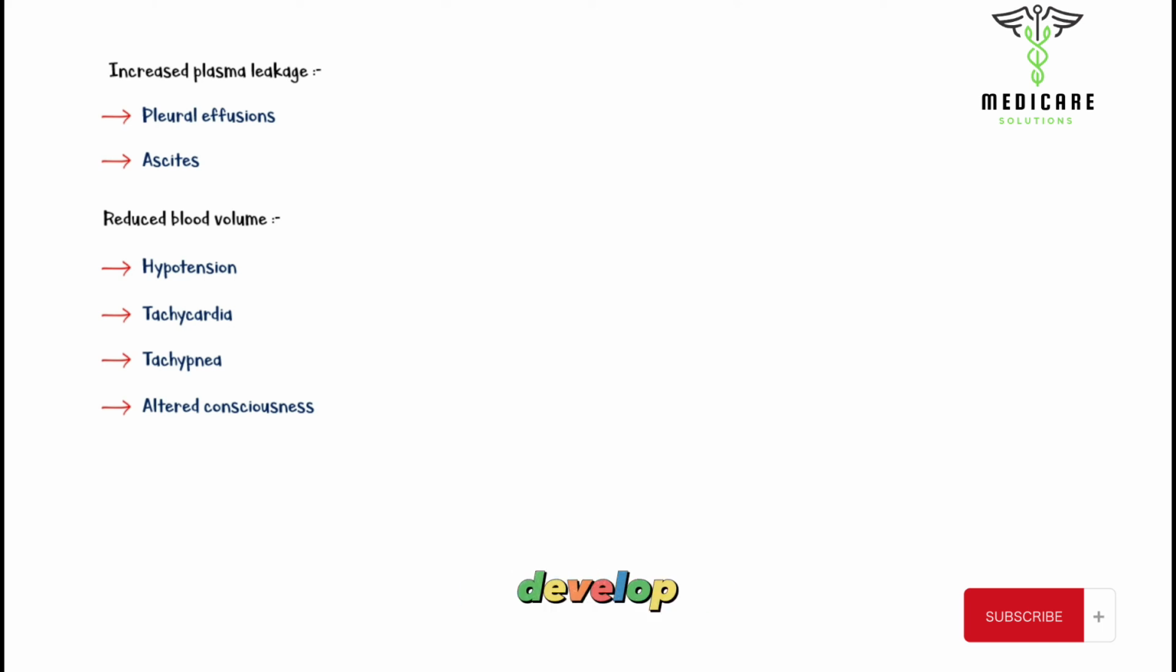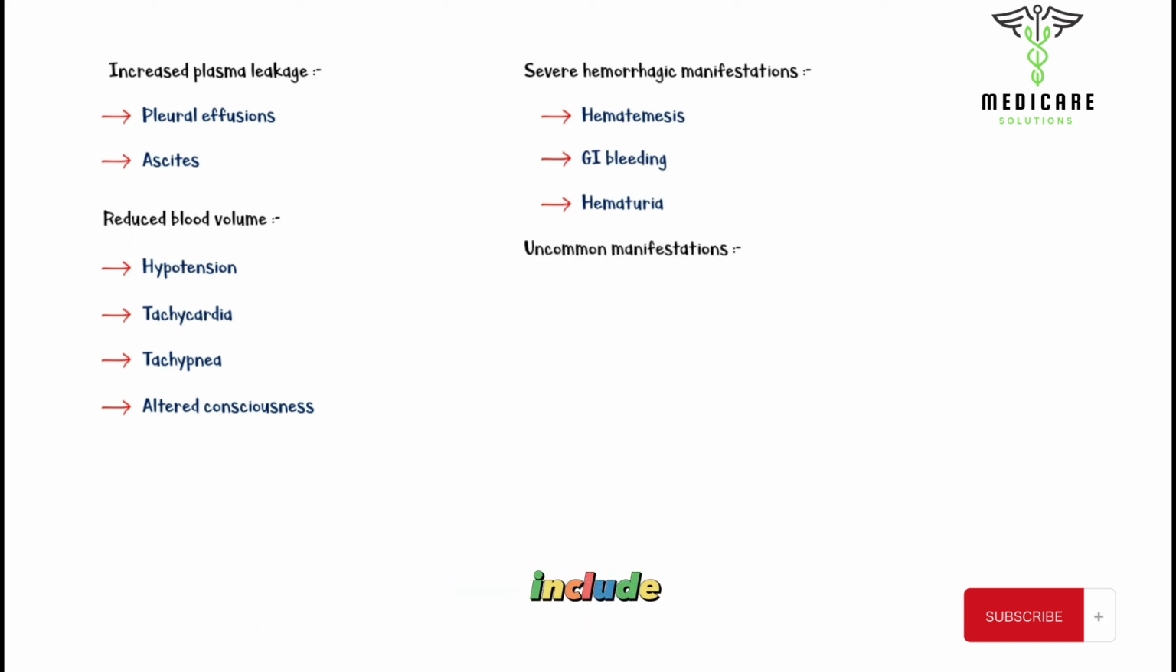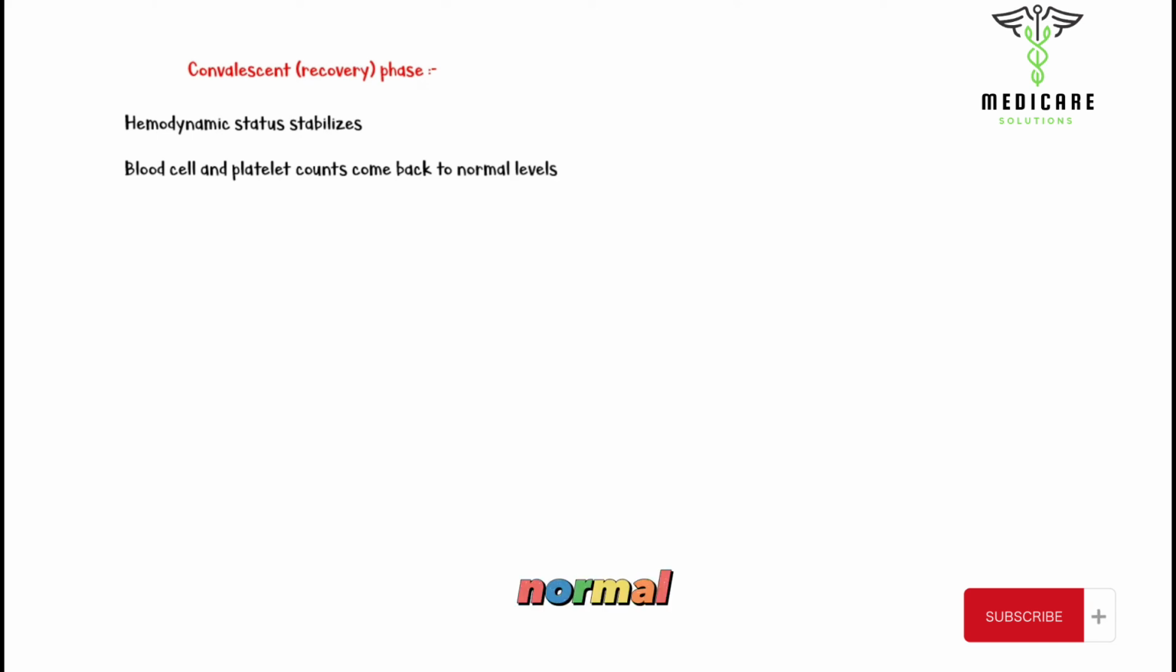Some individuals develop severe hemorrhagic manifestations, including hematemesis, gastrointestinal bleeding, and hematuria. Some uncommon manifestations of severe dengue include hepatitis, myocarditis, pancreatitis, and encephalitis. Finally, during the recovery phase, the patient's hemodynamic status stabilizes, and blood cell and platelet counts come back to normal levels.